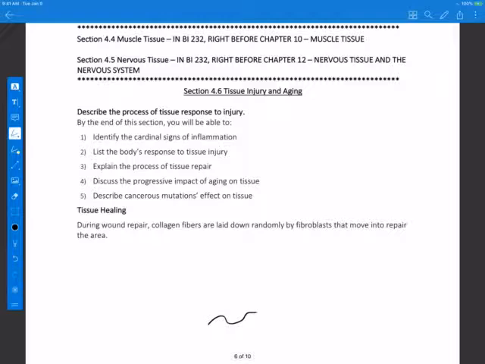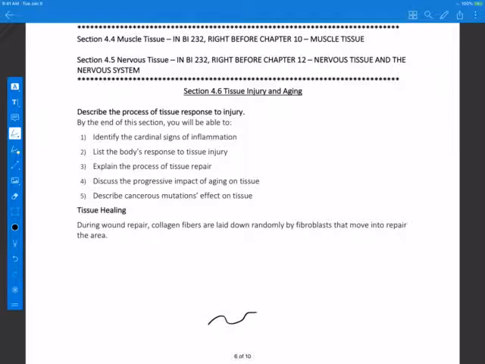We're also going to talk a little bit about how the body responds to an injury to the tissues, how the body repairs the injured tissue, and then we'll talk a little bit about something that's inevitable for all of us, the impact of aging on tissue, and how cancer affects tissue. So to start off, you can think of tissue healing as basically occurring in three major phases. Tissue injury is the first, then severed blood vessels bleed, and then inflammation occurs.